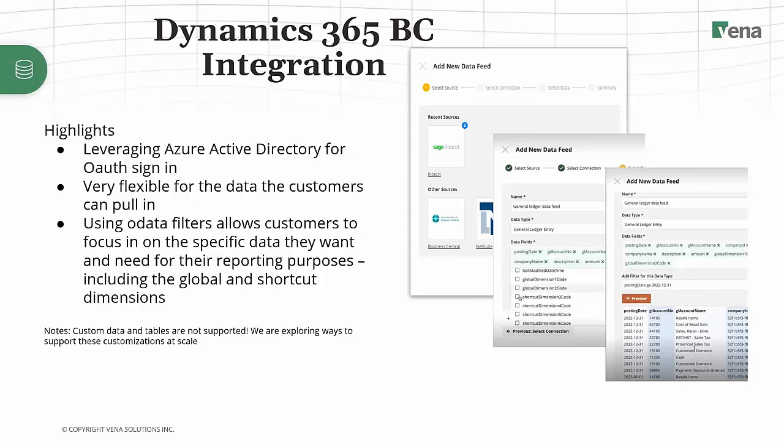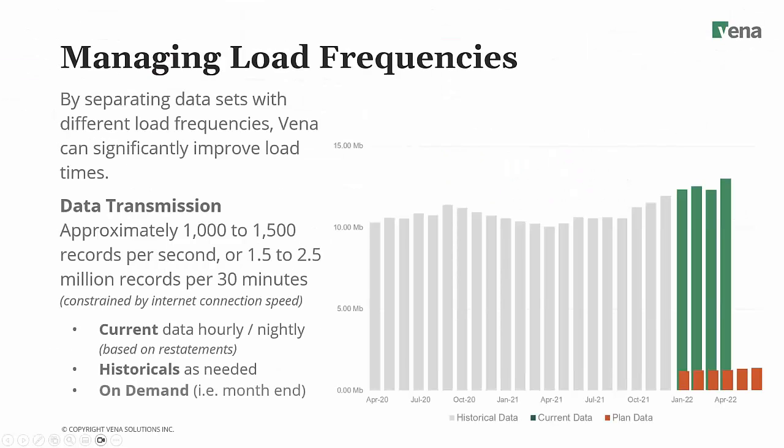Access is granted leveraging Azure Active Directory for OAuth sign-in. Users then define which data they need to pull. The connector does the rest, as we saw in the last slide. Since both the global and shortcut dimensions, which we can see here being integrated right in this diagram, are so important in Business Central, we made sure that our connector recognized those also.